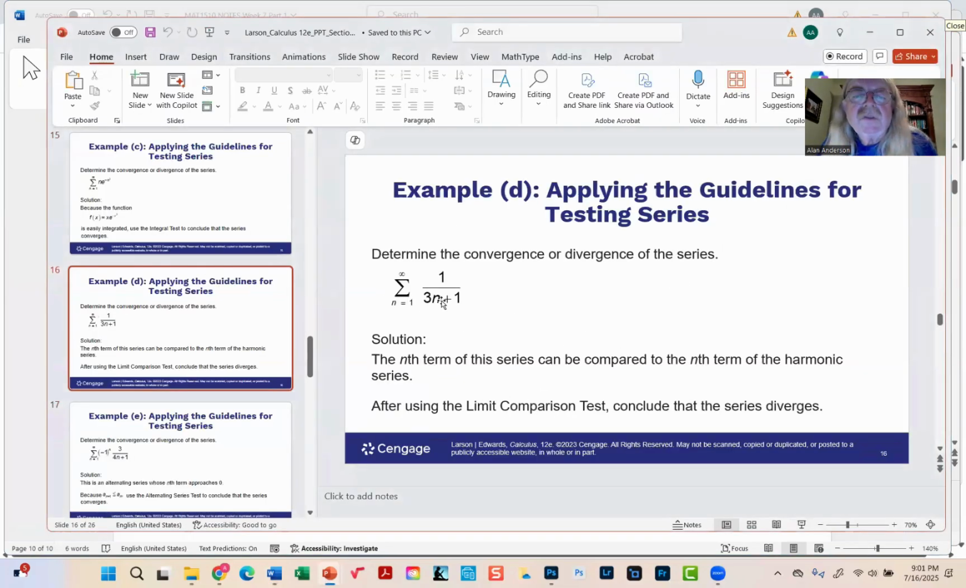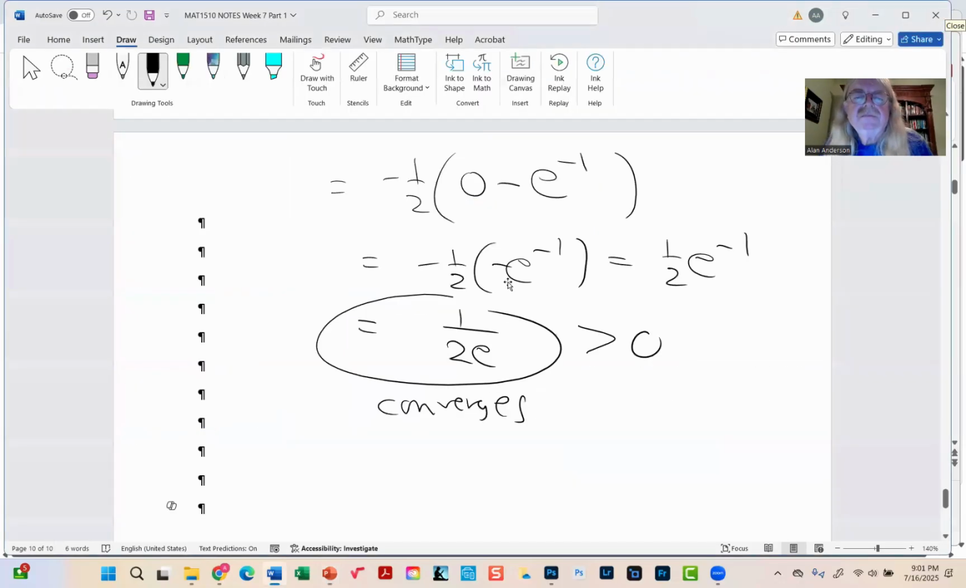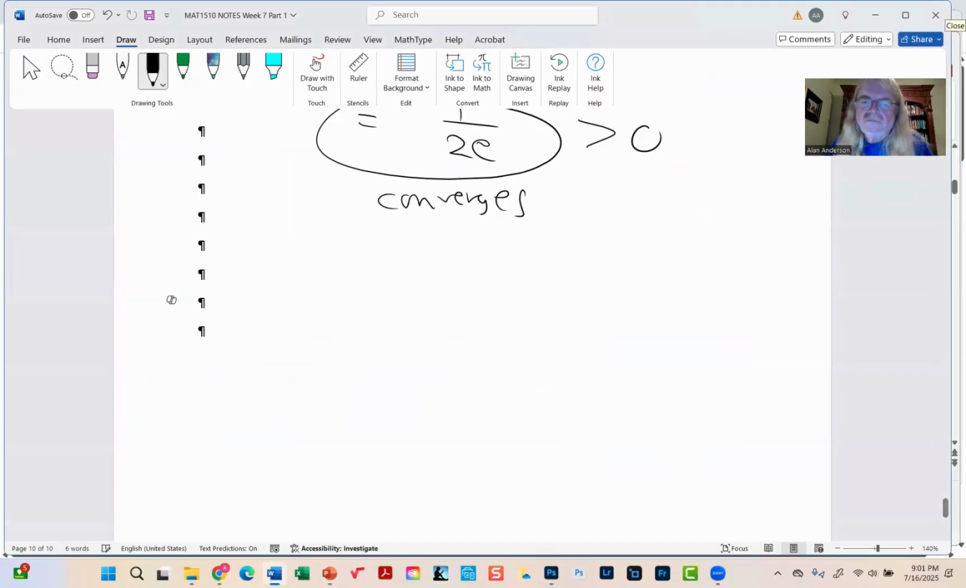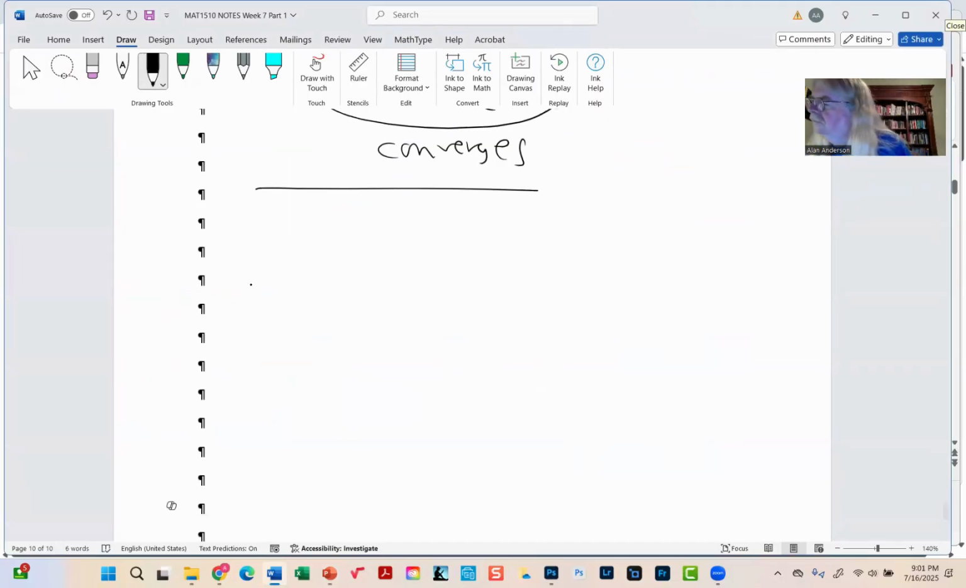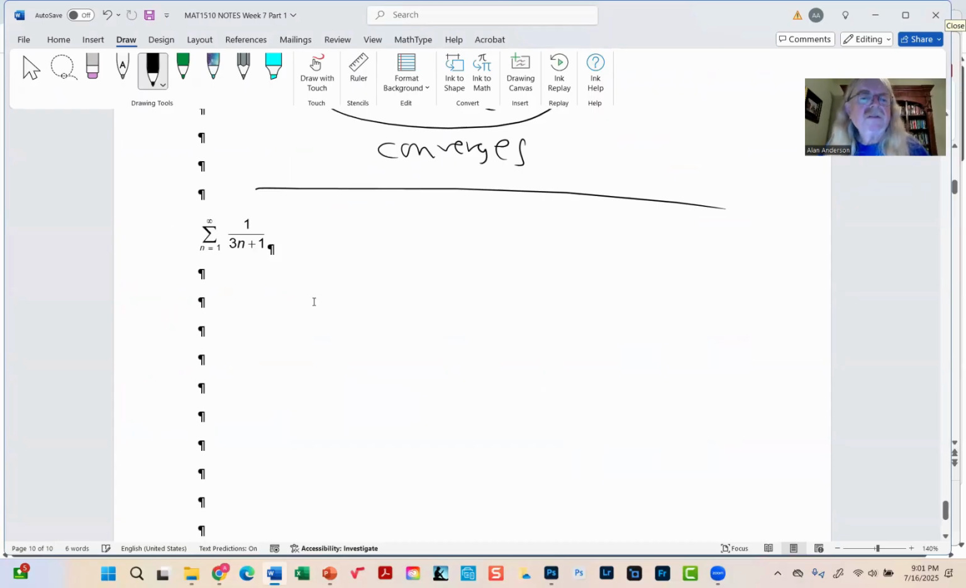Then we have this one. Nth term. Oh, the comparison test. Okay. Yes, it does look a lot like a harmonic series.